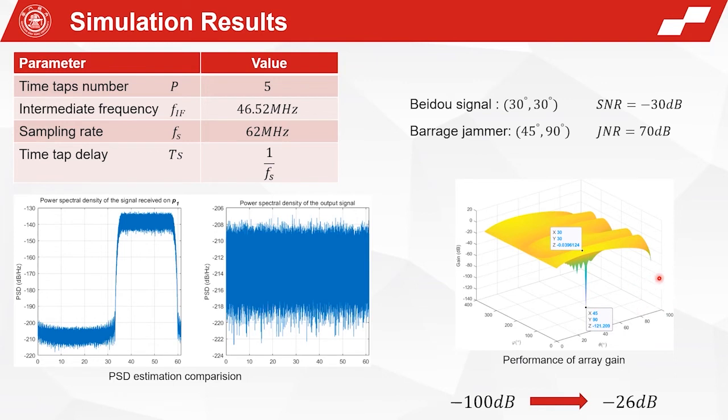Obviously, a fairly deep null of about minus 121 decibels is formed in the direction of the interference, while in the direction of the beta signal, there's only slight attenuation, and the SNR is improved from about minus 100 decibels to about minus 26 decibels, which can guarantee the receiver to decode correctly.